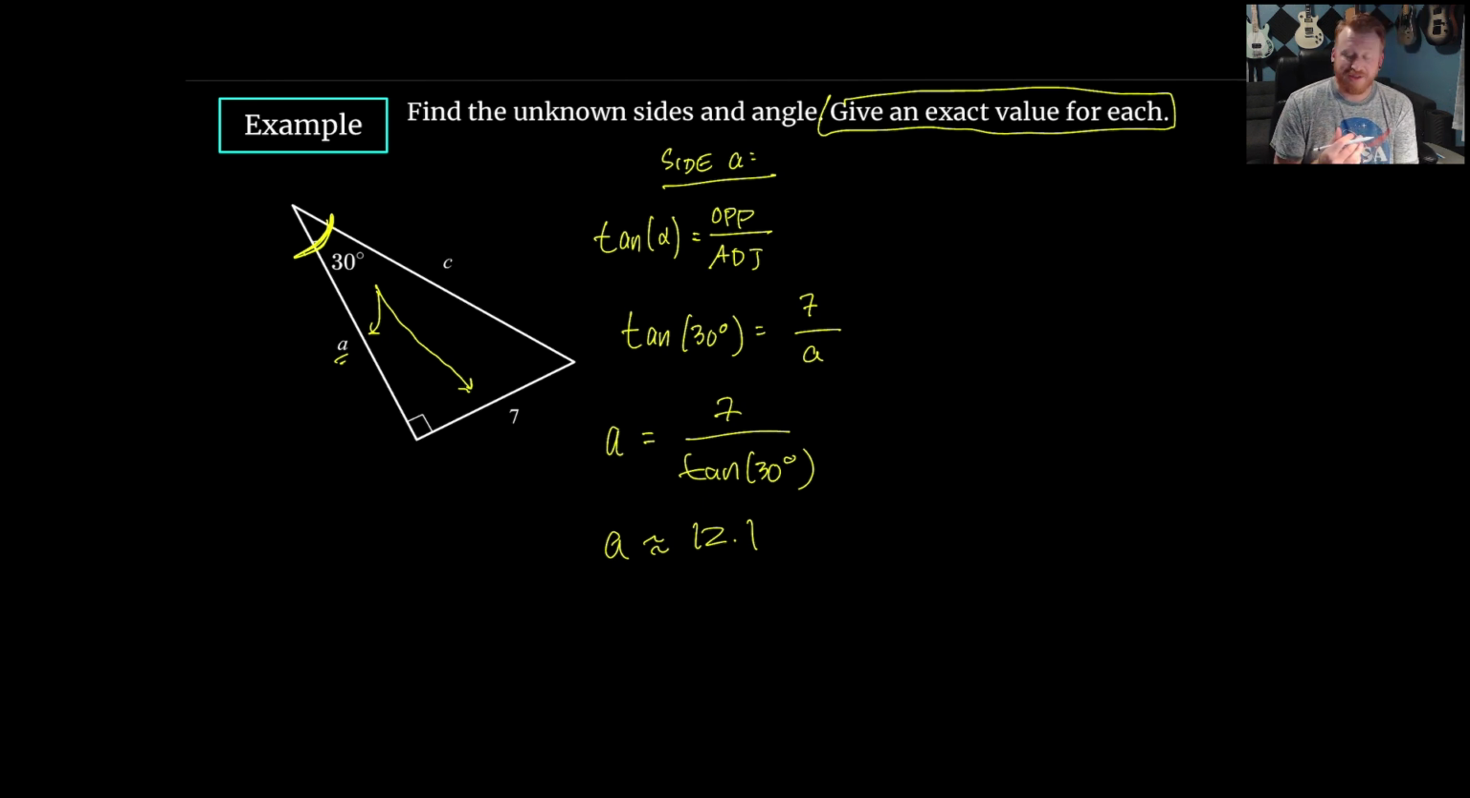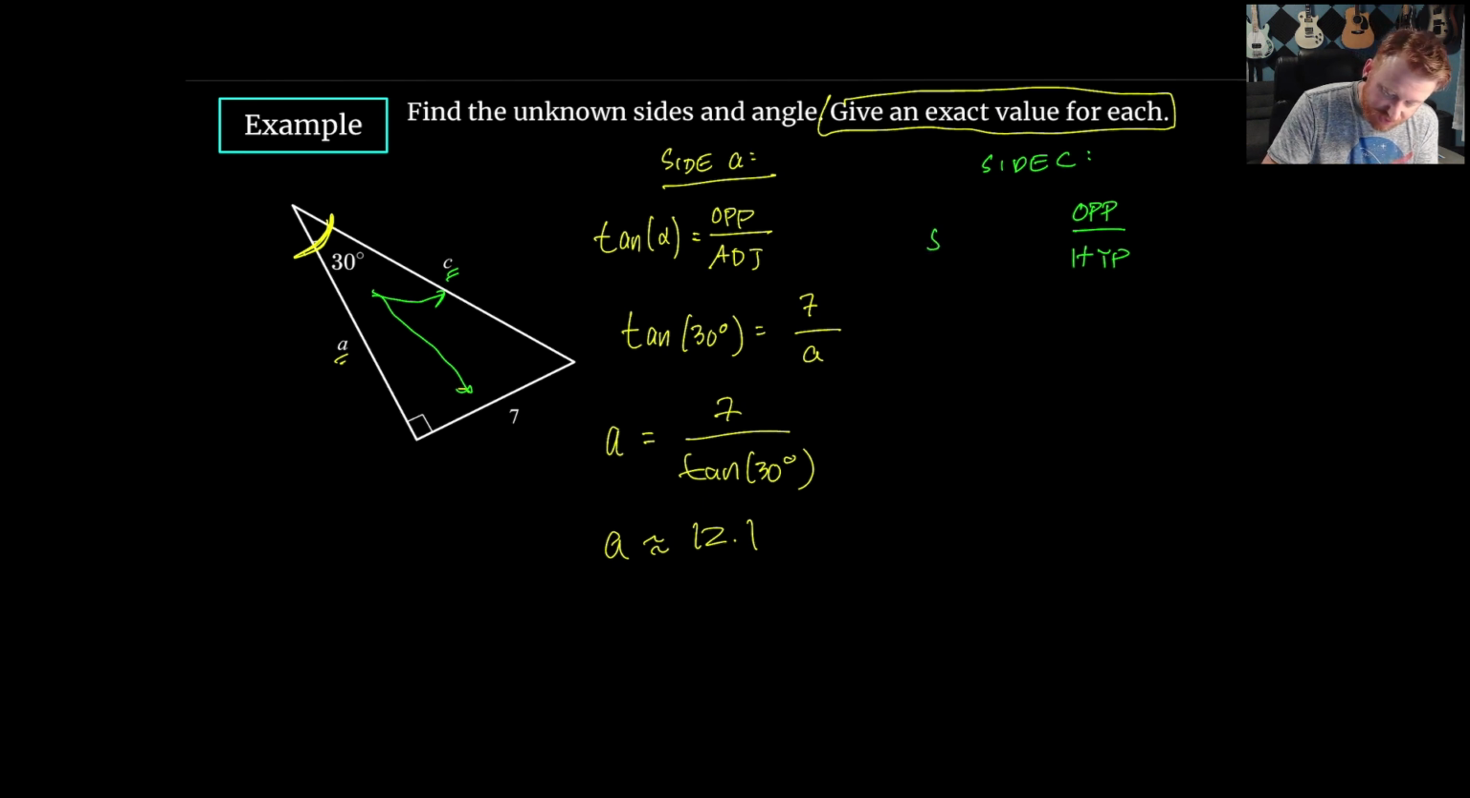So that is why I'm modeling this one first, and then we'll go back and think about the exact value method. Okay, now if we want to solve for this side C over here, again we know that the opposite side is 7, and the side that we're asked to solve for is the hypotenuse. So is there any sort of relationship, any sort of function that gives us a relationship between the opposite and the hypotenuse? And that is going to be the sine function.